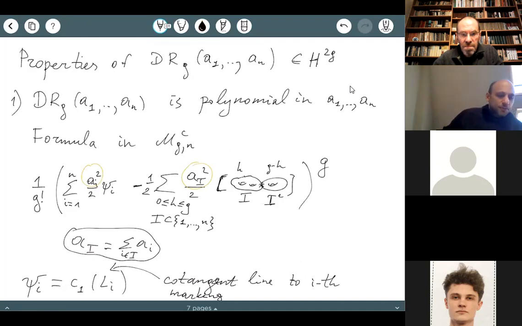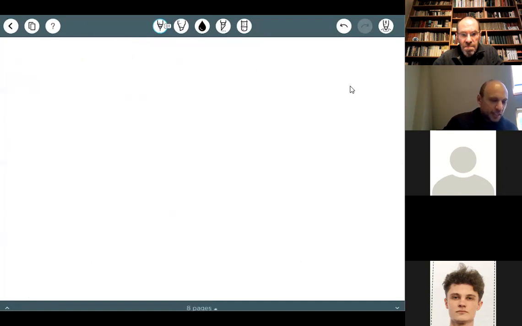Okay, and the other property, so this is the first important property, the polynomiality in A1, ..., AN. And the second property is a lift of the WDVV relation. So WDVV stands for Witten-Dijkgraaf-Verlinde-Verlinde, and actually it's a very simple relation.